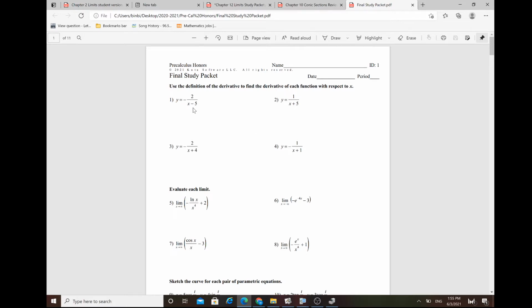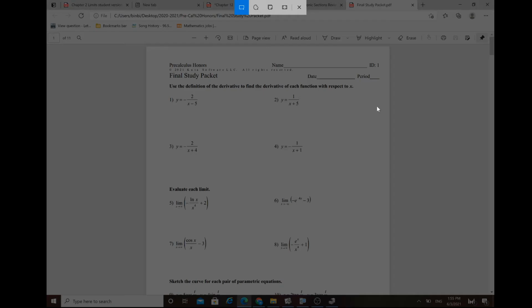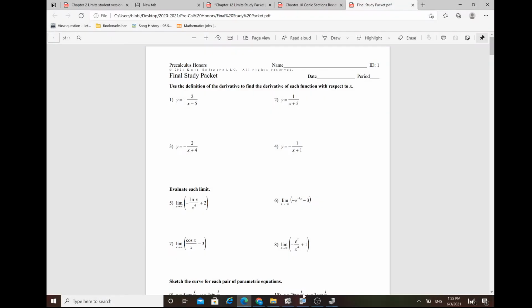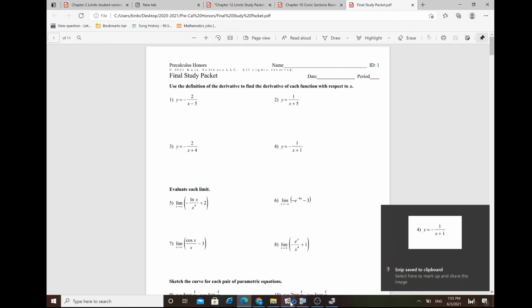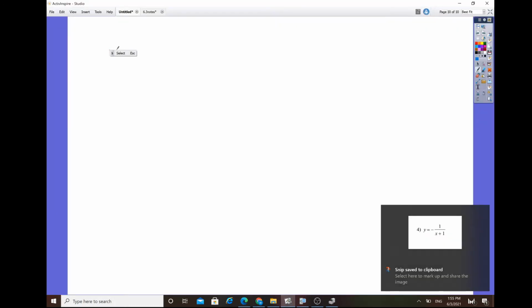So the first set is about finding the derivative with the limit definition. Okay, so let's start it off with number 4. Since they're quite similar, I'll just do one problem from each set. Again, it's about the setup. Okay, so let me go to Active Inspire. Okay, so copy and paste right here.